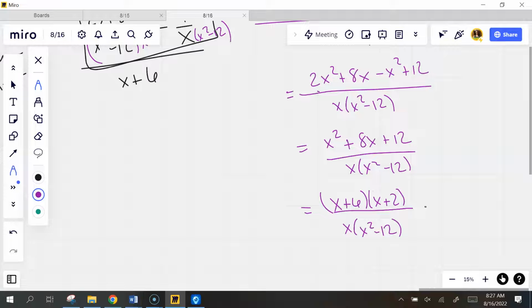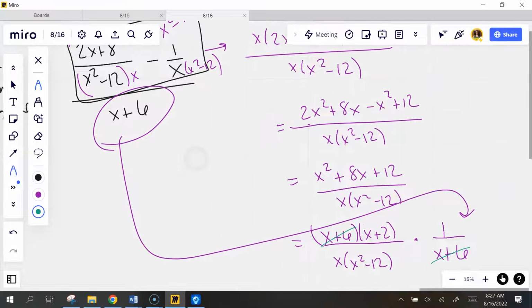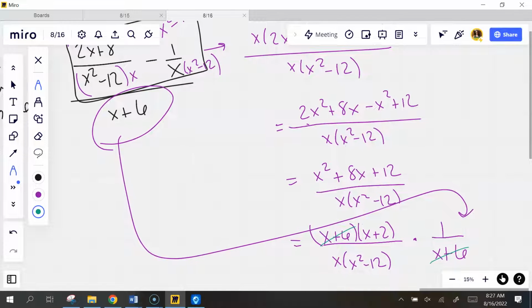Now I'm going to multiply by 1 over x plus 6. That's coming from here. And look at that, I bet that was enough to plug my hole. Because that original problem was divided by x plus 6. Everything I had done up until here, I was just working with the top.